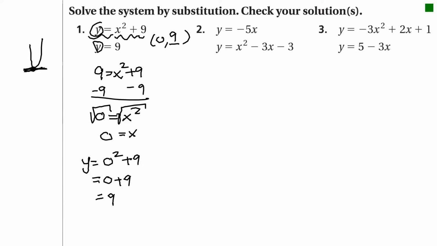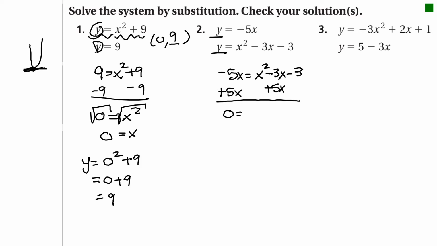All right, let's go to number 2. So they're both set to y equals. So what we're going to do is set them equal to each other. Negative 5x equals x squared minus 3x minus 3. Now we're going to look at solving for x. I'm going to combine both of my x's. I'm going to add 5x, add 5x. 0 equals x squared minus 3x. Oh wait, minus 3x plus 5x becomes plus 2x minus 3. Sorry.